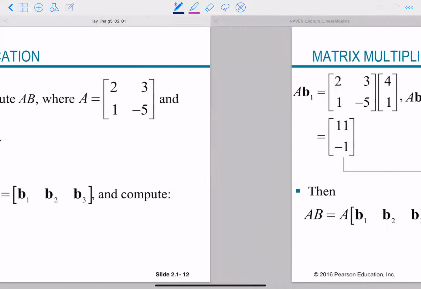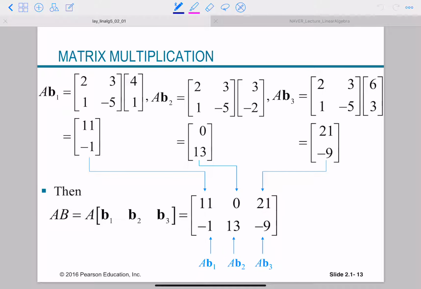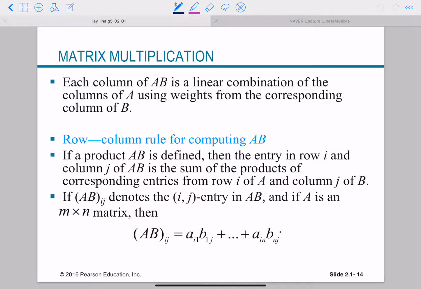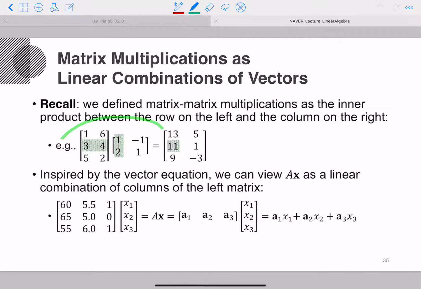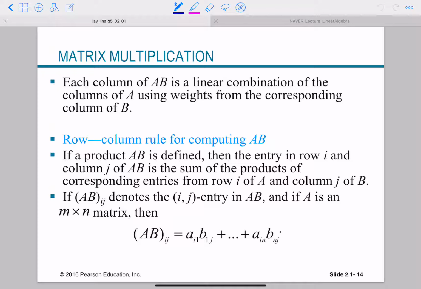All right. So I'm going to skip this example, and then the row column rule for computing AB. It corresponds to the first perspective that we studied for matrix multiplication, via the row and column combination, or the inner product perspective.